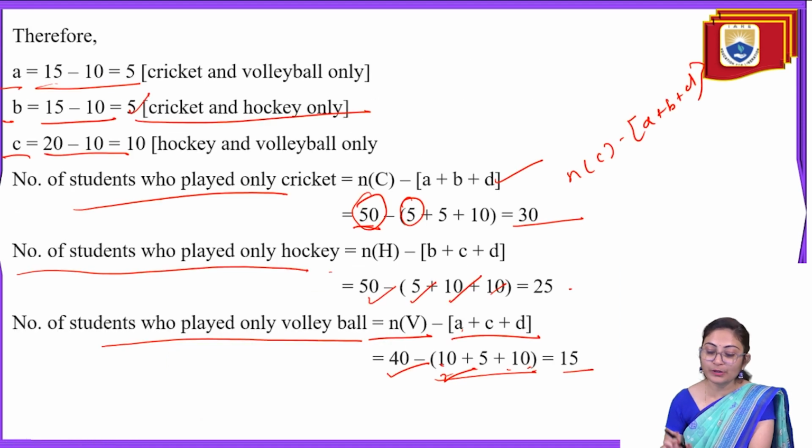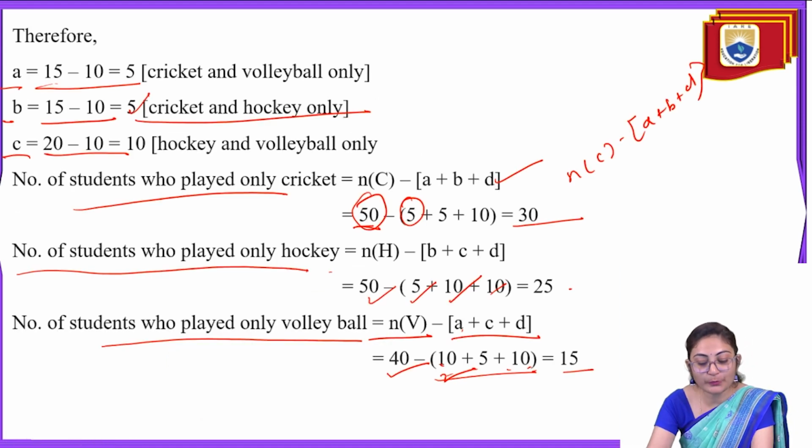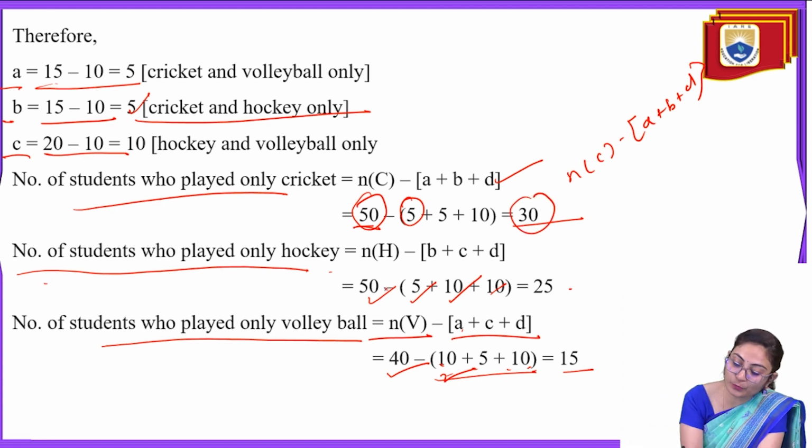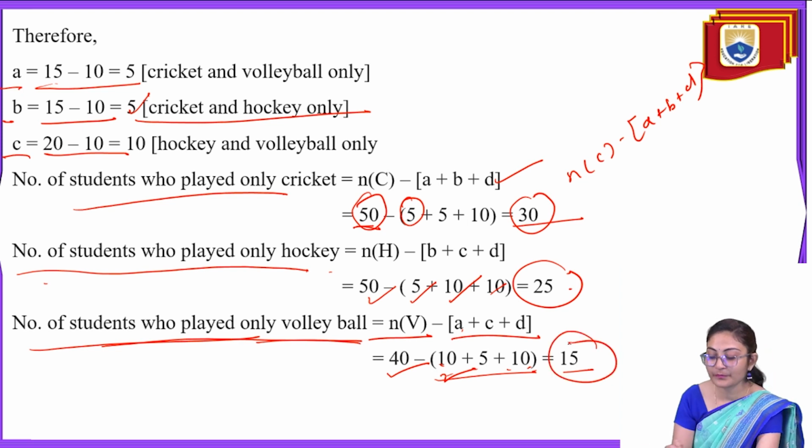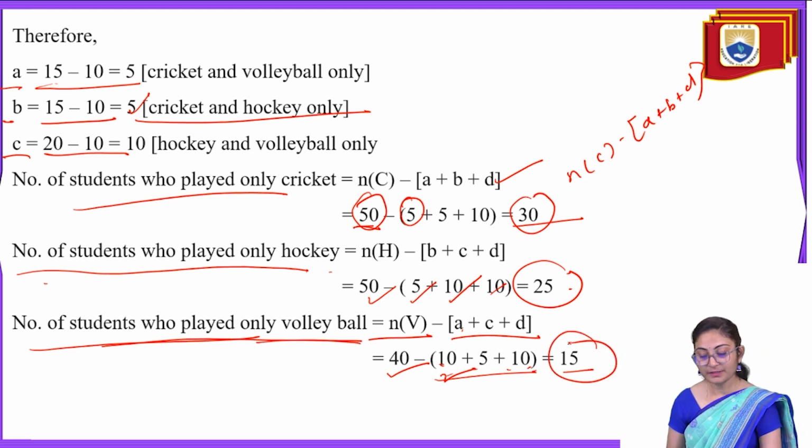So now we got the number of students who played only cricket, those are 30. The number of students who played only hockey, those are 25. And the number of students who played only volleyball, those are 15.